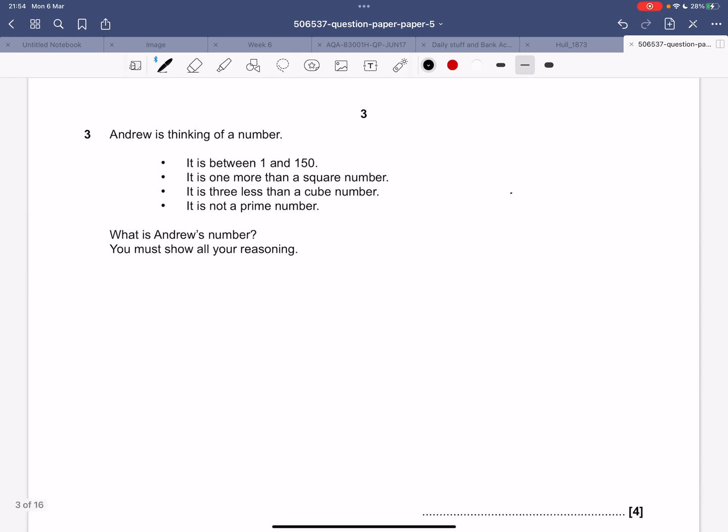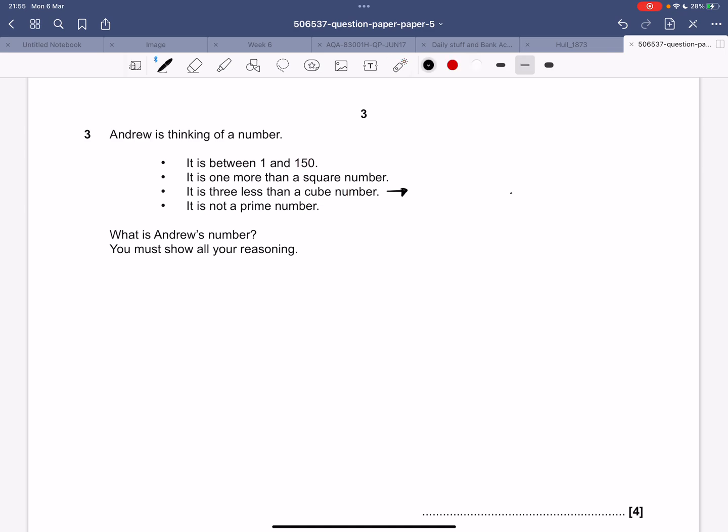Okay, number 3. Andrew's thinking of a number between 1 and 150. 1 more than a square number. 3 less than a cube number. It's not a prime number. Right, I'm going to start with the cube clue, because this is the smallest category. We've got 150 numbers in the first, we've got 12 in the cubes, and there's lots of numbers that are not prime between 1 and 150.